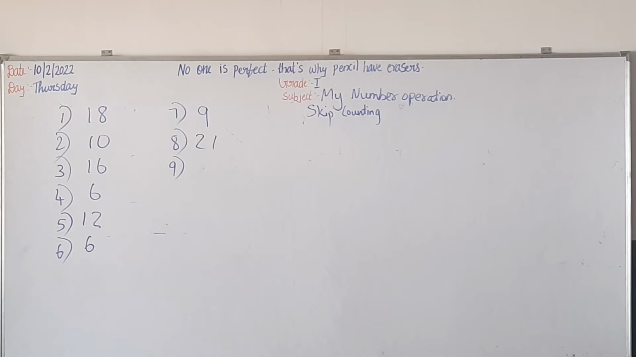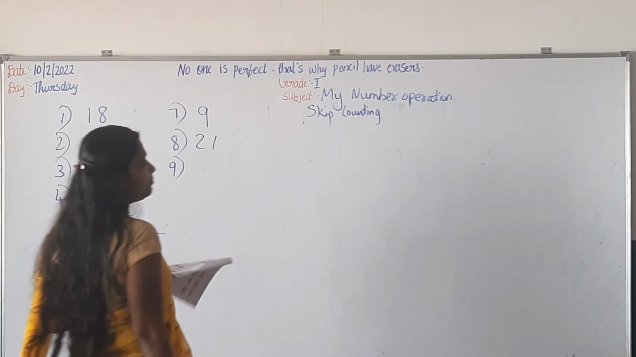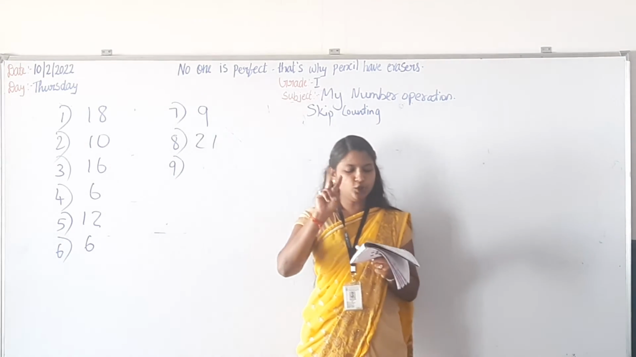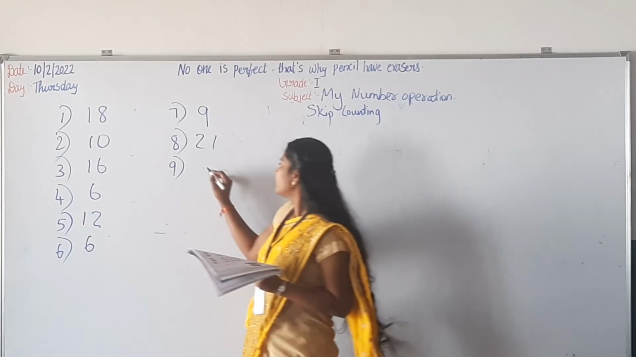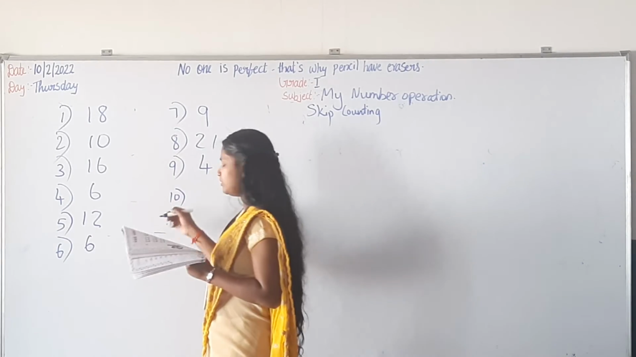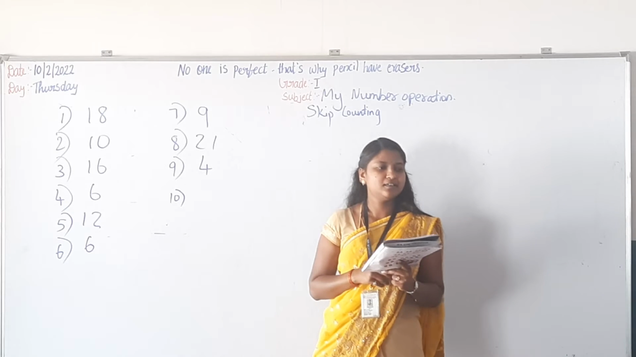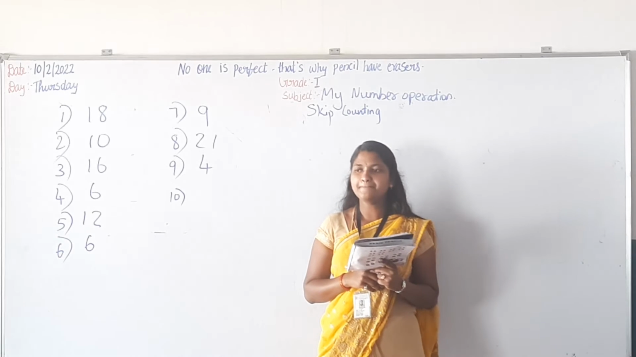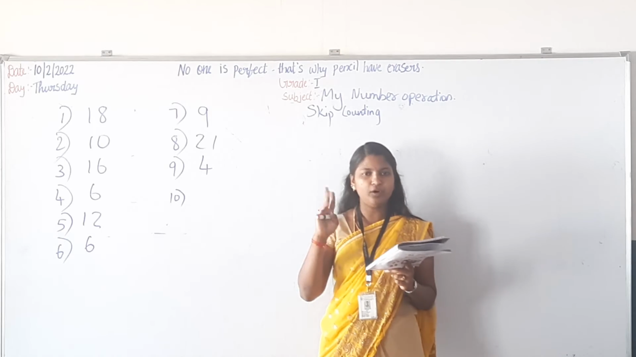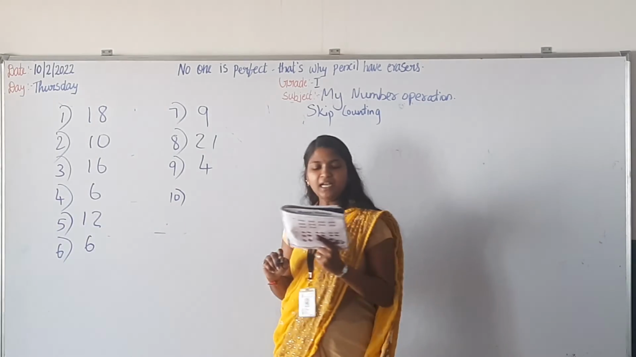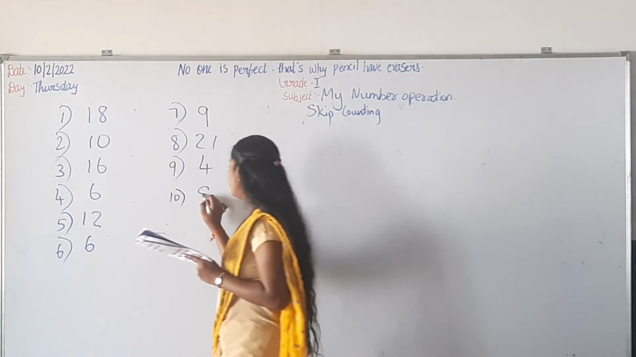Okay, next see the 9th question. What are those? Birds. How many groups can you see? Two. So in each group, how many birds are there? Two. Totally? Four. Then 10th one. What are those? Donuts. How many groups can you see? Four. So in each group, how many donuts are there? Two. Totally? Eight.